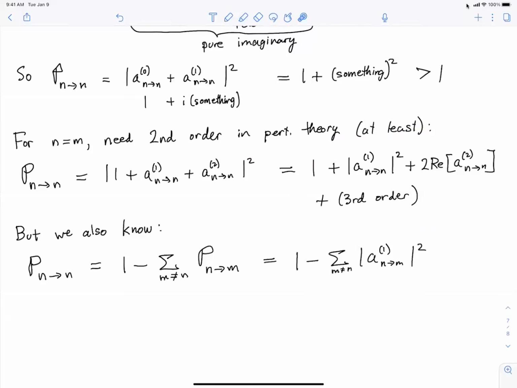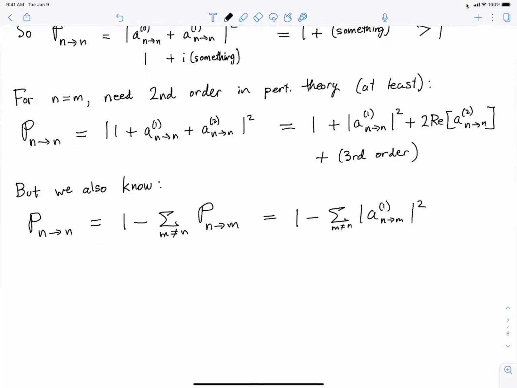And then we can take this with the minus sign and move it to the other side of the equation where it will combine with that. And so the net of doing all these things is a very nice formula: if you take the sum over all m's, whether or not m equals n, of the first order transition amplitude complex squared, that's going to be minus 2 times the real part of the second order amplitude to stay in the same state.